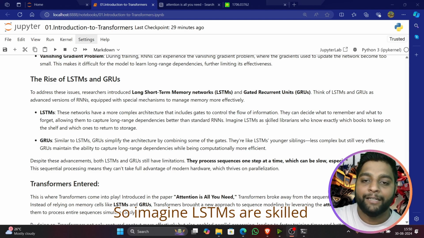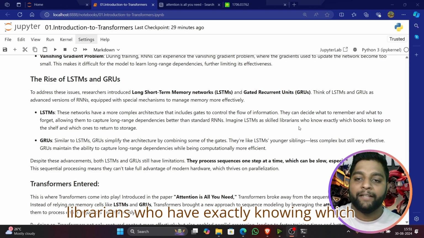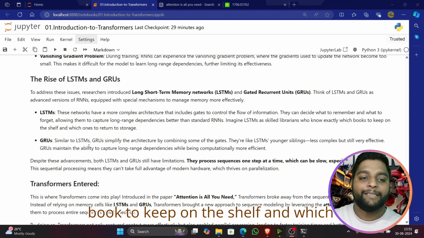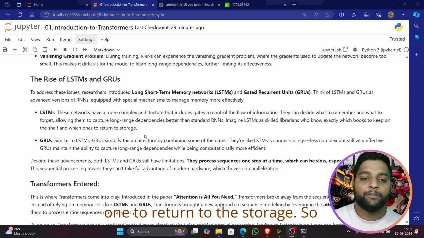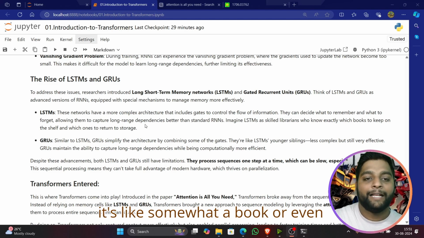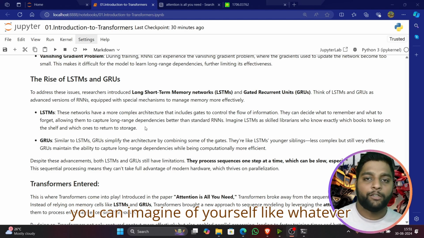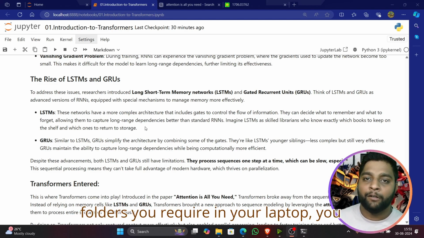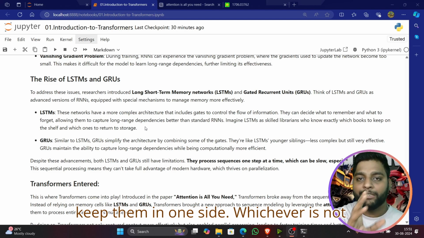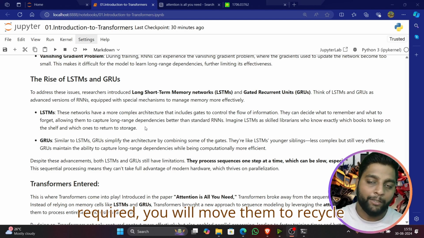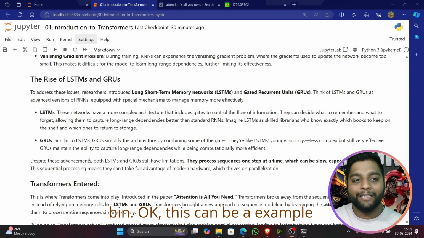So imagine LSTMs are skilled librarians who know exactly which book to keep on the shelf and which one to return to storage. Or you can imagine yourself: whatever folders you require on your laptop, you keep them on one side. Whichever is not required, you move to the recycle bin. Okay, this can be an example.